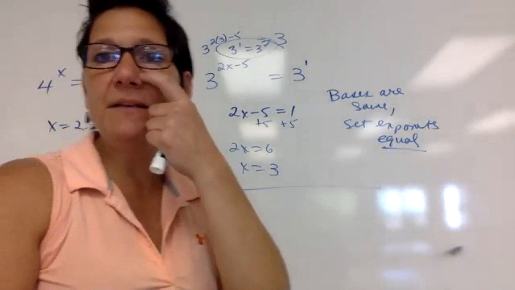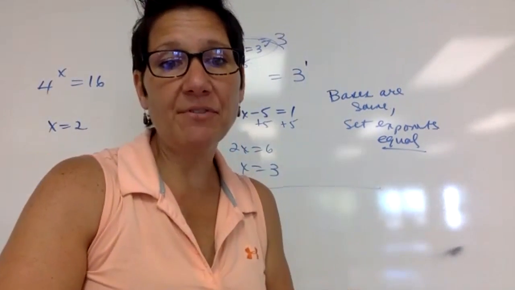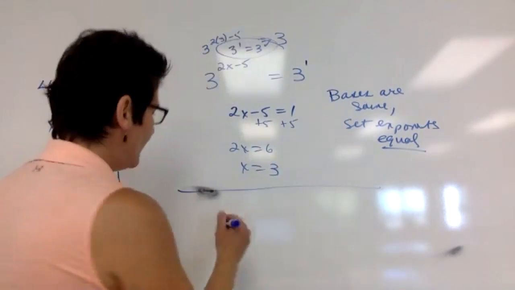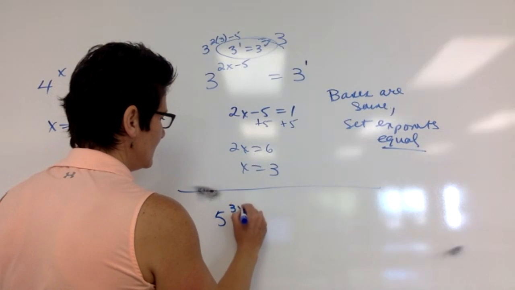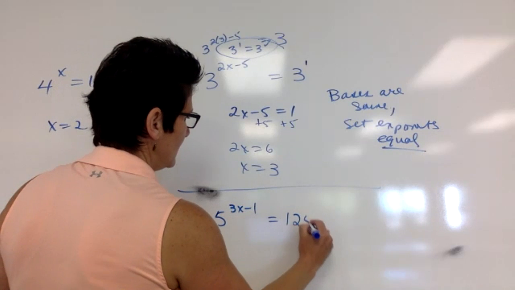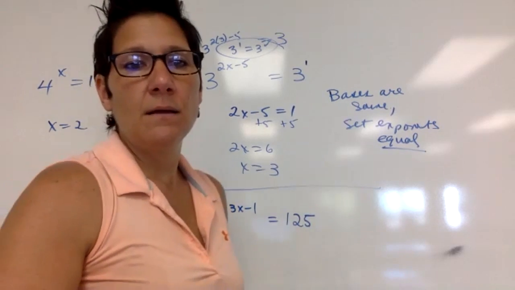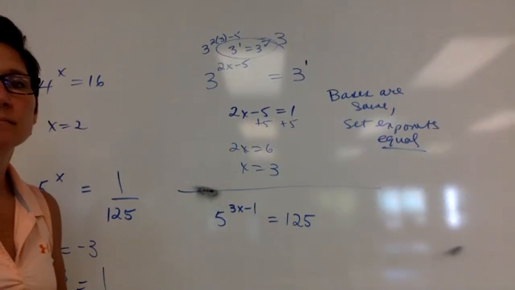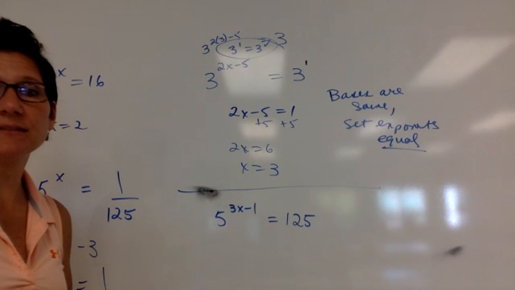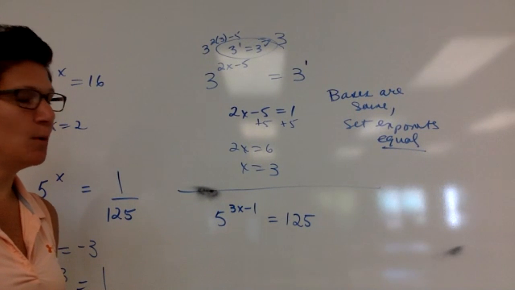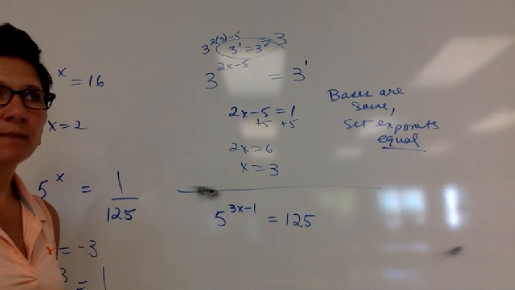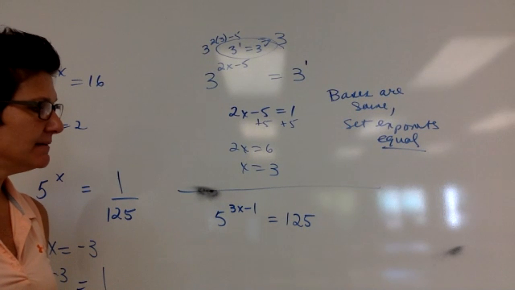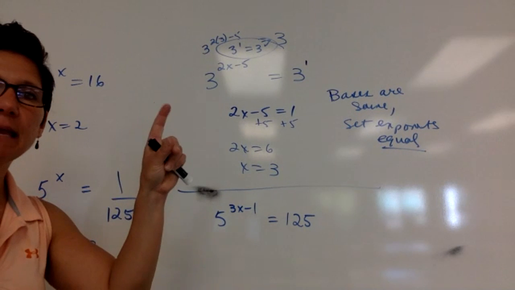What if you have something like this, though, and then I'm going to call it a day after I answer this one? They're not the same base, so I can't set the exponents equal. But can I write anything so that I do have the same base?